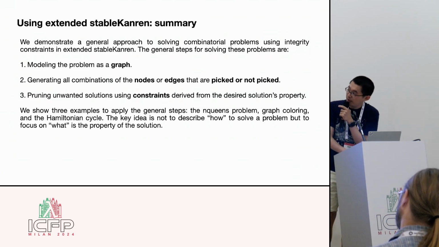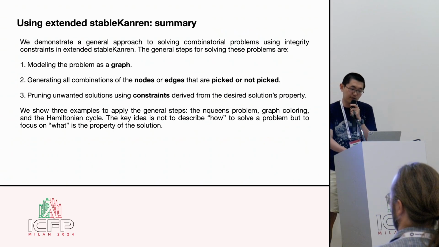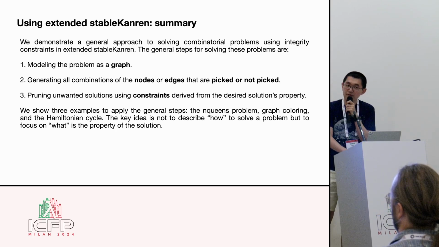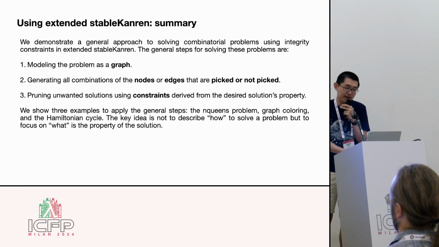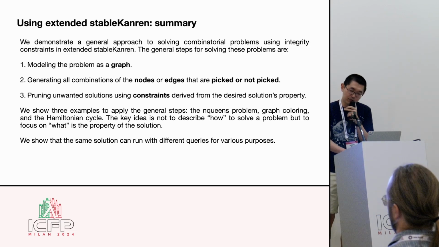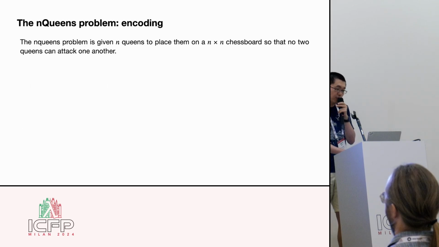So we show the general approach to solve this problem: we don't describe how to solve the problem anymore. Instead, we describe what property we want to see from the answers. Then stableKanren will try to find all the answers that meet that property for us. Now, the beauty of relational programming is that we can run the same solution for multiple purposes. Here is one example, back to n queens.